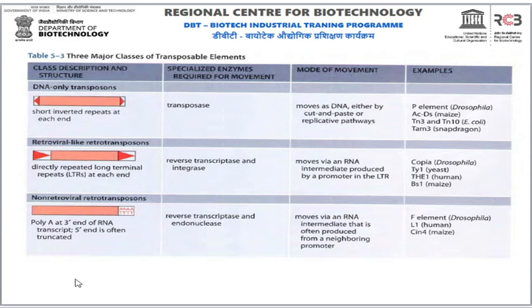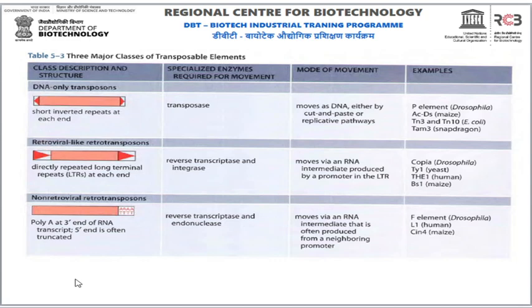Next, we'll be seeing about three major classes of transposable elements, which include DNA-only transposon, retroviral-like retrotransposon, and non-retroviral retrotransposon. So first, if you take DNA-only transposon, they have short inverted repeats at each end. The enzyme that is required is transposase. The examples include P element of Drosophila, Ac/Ds element of maize, Tn3 and Tn10 of E. coli, and Tam3 of Snapdragon. They come under the class of DNA-only transposon.